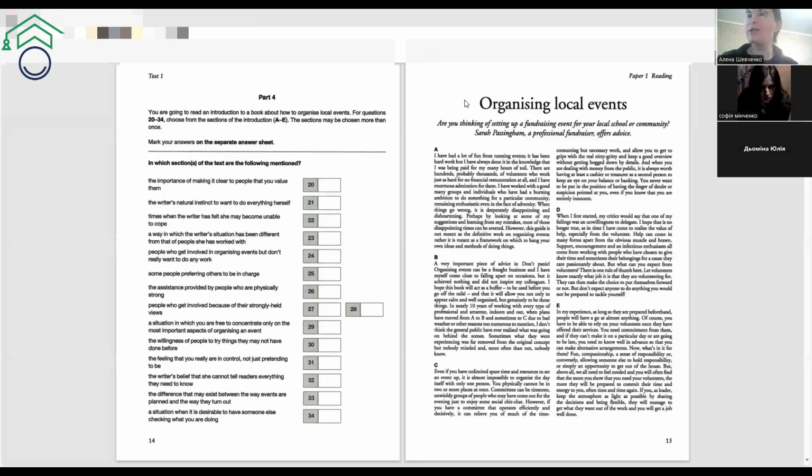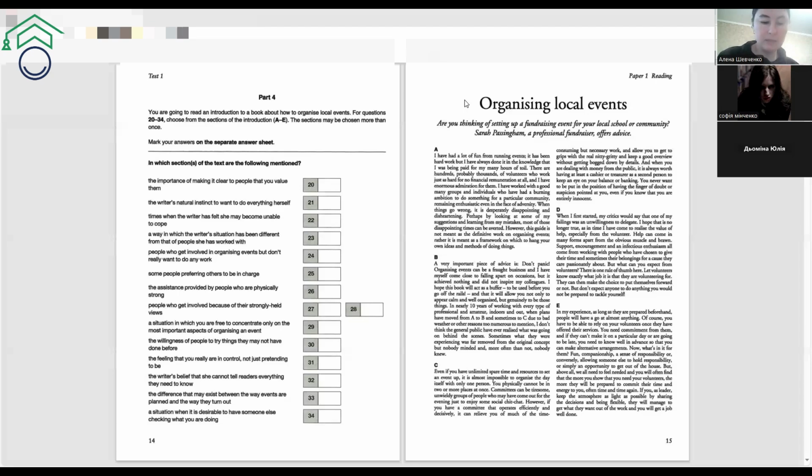I'll help you a bit. It's at the very beginning of the paragraph. So when I first started, my critics would say that one of my failings was an unwillingness to delegate. Unwillingness to delegate means that this person didn't have any will to delegate any of her tasks to anybody. So she wanted really to do everything by herself without any help. Here we see that this statement number 21 is really about part D.